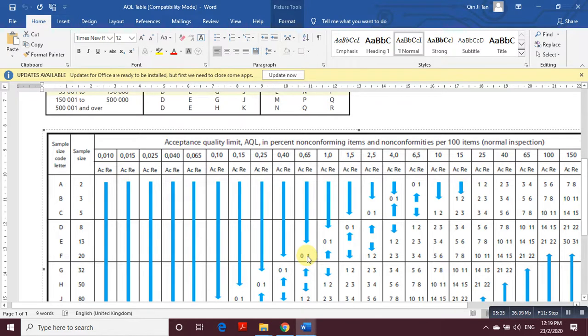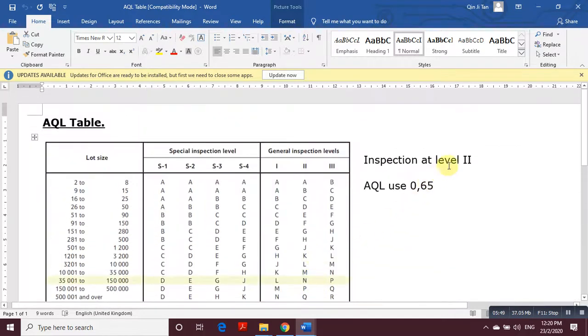So it is fully up to you to decide which acceptable quality limit you will use as your standard. But just to say, most companies will use 0.65, and as above is the inspection level 2.